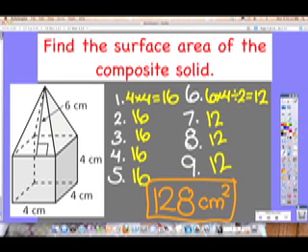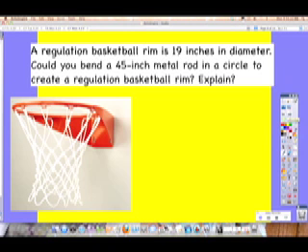This is fantastic. Read it first, and I'm going to help you interpret it. Questions? How big is a regulation basketball rim? Okay, what does that mean though? The rim. What part of the basketball hoop is that? Can you model it with your hands for me? Which part of it? Just the edge, right? It's like we could trace it. So it's saying if that's how big the diameter is, can we take a 45-inch metal rod and bend it to fit on top of the basketball hoop?